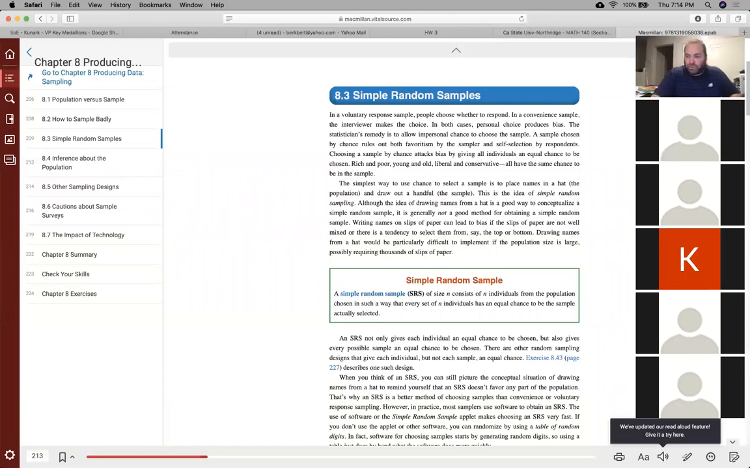Okay, so if there's three people in front of me and I want to pick one of them, there's three ways: either A or B or C. Now, let's say I want to pick two of them. How many ways are there of picking two people from three?